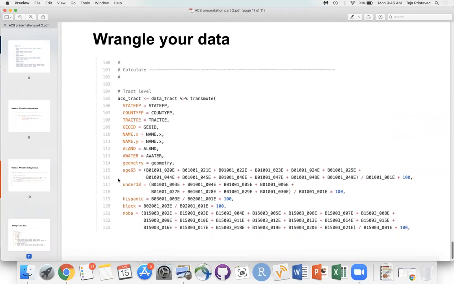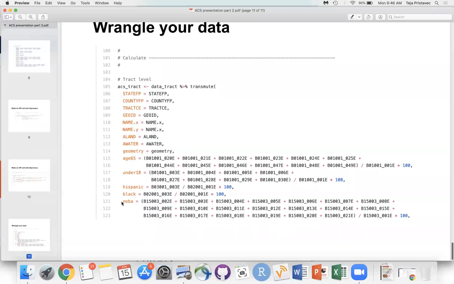And then when you get your data, it's going to look like the estimates and margins that I told you about. So there's going to be a bunch of geographic identifiers, which are these ones up here. And then you're going to want to calculate your variables. So again, this is where annotations will be very helpful, right? You don't want to be making up these numbers off the top of your head.